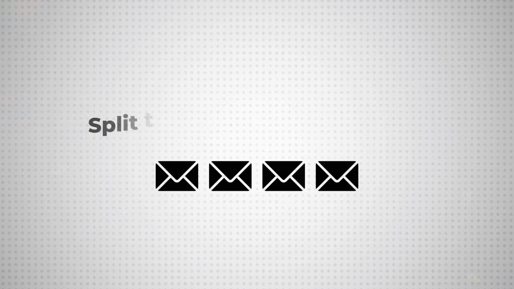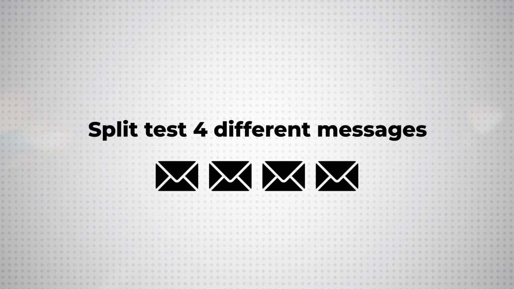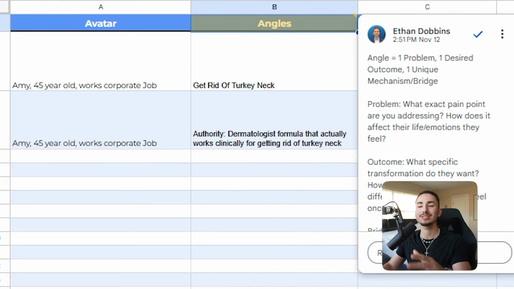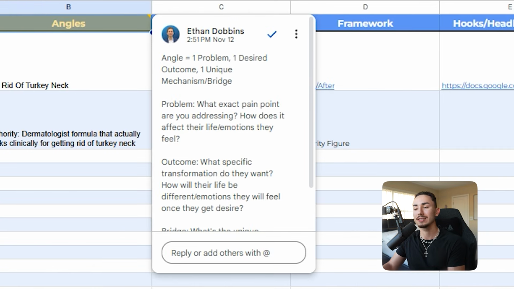So now that we have our avatar, I like to split test 4 different messages to see what resonates with my audience. So for the sake of this video, we'll just focus on one angle, which is going to be getting rid of your turkey neck, because that's specifically how our audience describes it. And if you're wondering what an angle is, I like to break it down as just one problem, one desired outcome, and then the unique mechanism being your product.